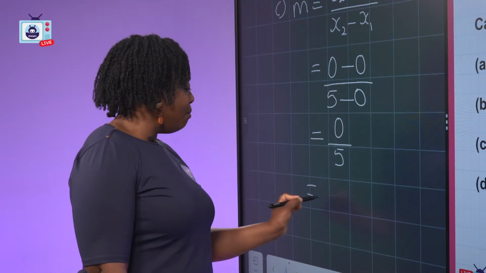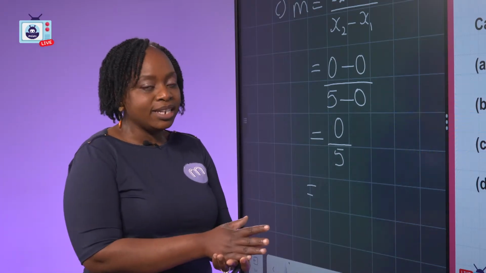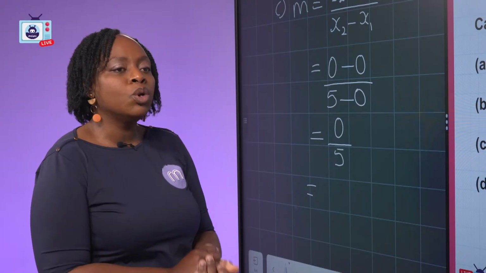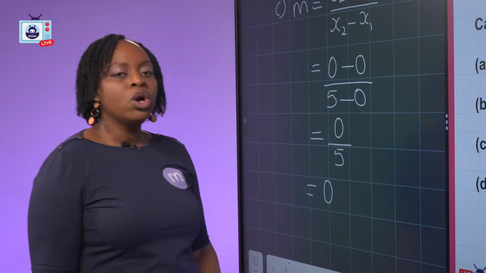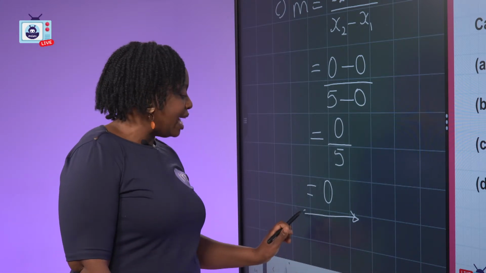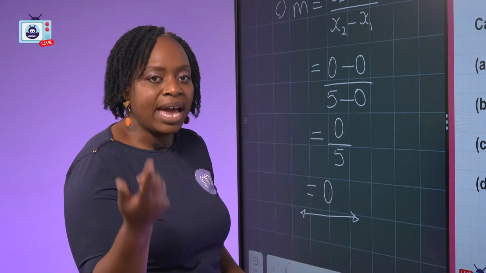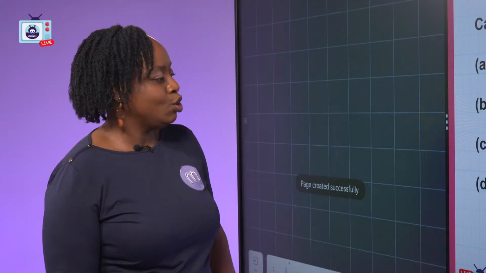Now, we are in the maths. Even if you take your calculator and you say 0 divided by 5, the answer will still be 0, because anything that you divide 0 by, you'll always have the answer as 0. So that means that your gradient is therefore 0. We're going to explain again why we have the answer to be 0, and what happens when the answer is 0. But I need you to tune in for that to be shown.